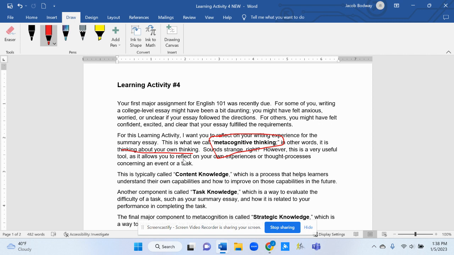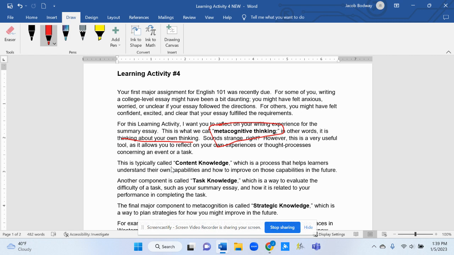And this is something that I practice on a daily basis, especially when it comes to physical activity or working on schoolwork or working for my career. Okay, so reflecting on your own experiences is typically called content knowledge. It's a process that helps learners understand their own capabilities and how to improve those capabilities in the future.